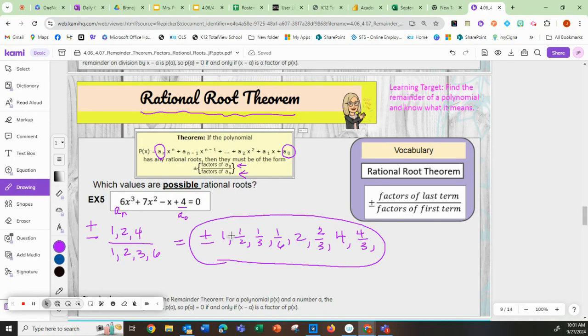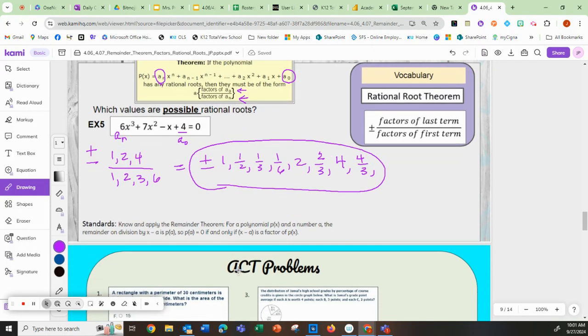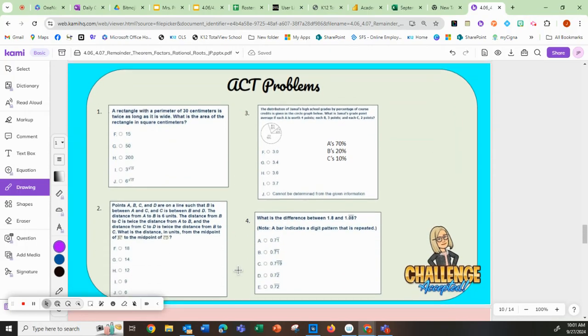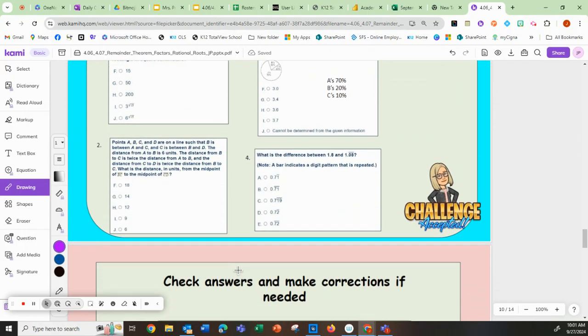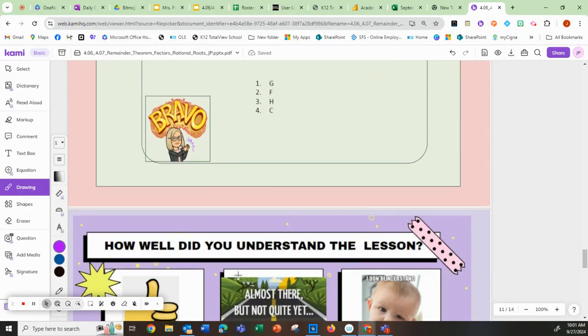They're not asking you to solve. They're not asking you for factors. They're just asking you for possible rational roots. So don't make this problem harder than it is, because to me, if you follow the formula and you understand what the formula is, this one's not going to be as hard as something like example 4. These were your challenge problems if you chose to do those, and then the answers are listed here.